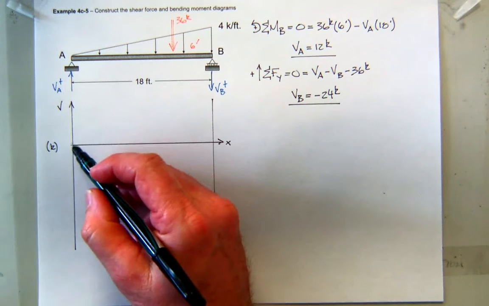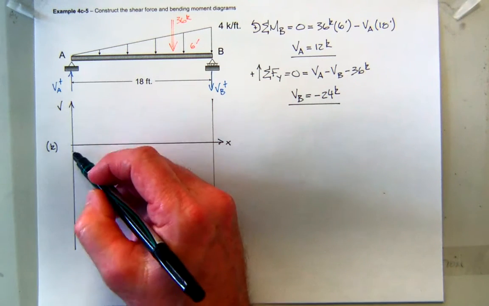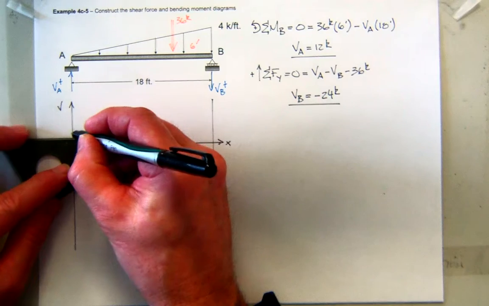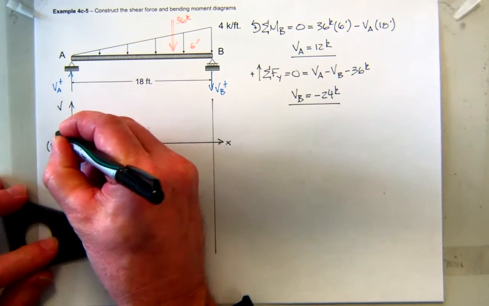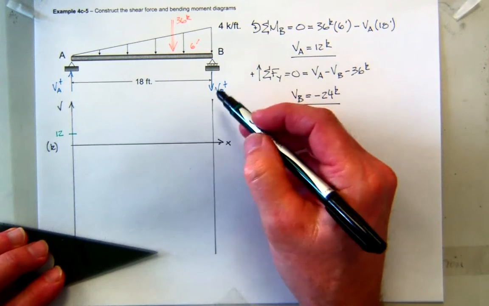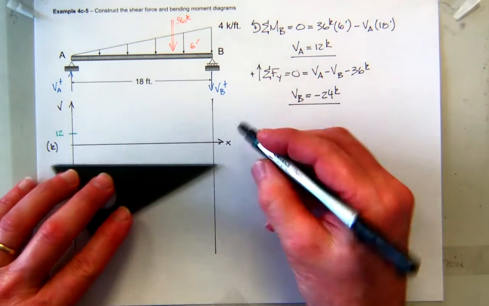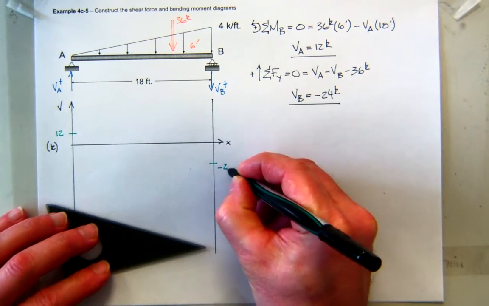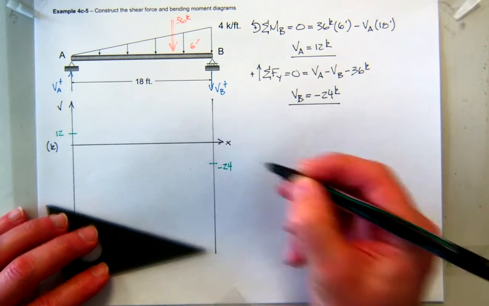So starting on the left-hand side, what's my shear? Well, it's the shear at A. The shear at A is 12. I also know the shear at B. What is it? Negative 24. So again, I know where I'm starting and know where I'm going.